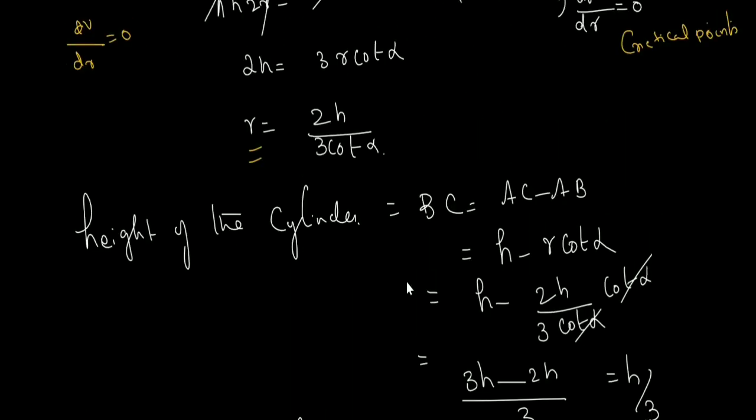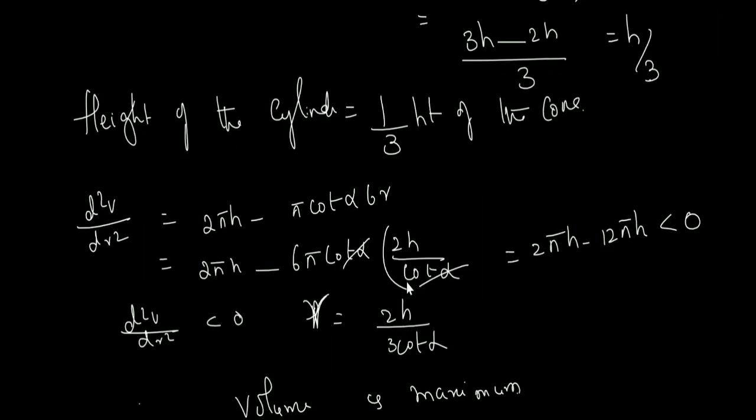Substitute for r. What is r equal to? We have found r as 2h by 3 cot alpha. So 2 pi h minus 6 pi cot alpha times 2h by 3 cot alpha. Cot alpha and cot alpha cancel, and 3 and this get cancelled. So 2 pi h minus 4 pi h is less than 0, because h cannot be negative. H is positive because h is height. So minus 2 pi h is less than 0. That means d square V by dr square is less than 0 when r is 2h by 3 cot alpha. So the volume is maximum.